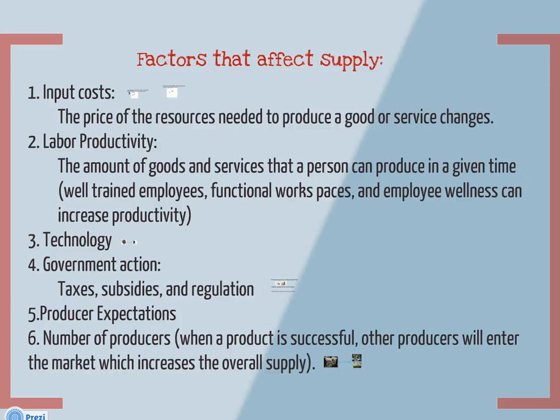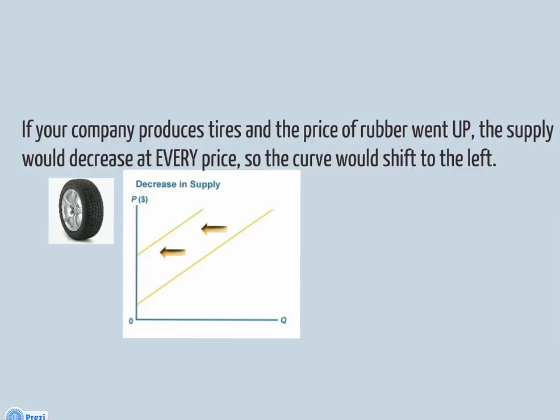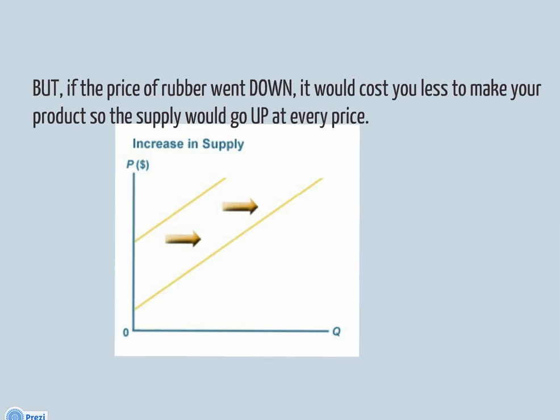And so there are several factors that affect supply. The first one is input costs, which is the price of the resources that are needed to produce a good or service. So, for example, if you produce tires and the price of rubber goes up, the supply is going to decrease at every price because you have to spend more money in order to create these goods. And so you can see the supply curve shifts to the left, it decreases. But if the price of rubber went down, it would cost you less to make your product. And so the supply would increase at every price. The entire curve would shift.